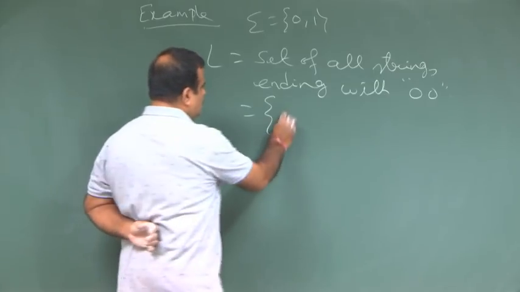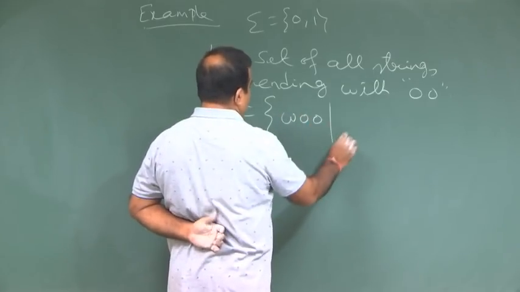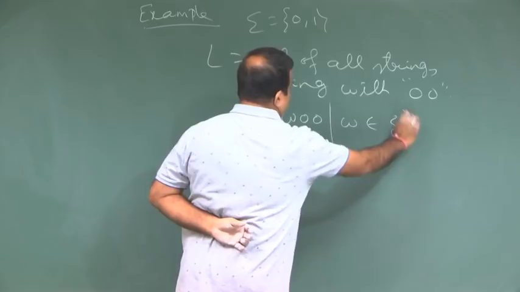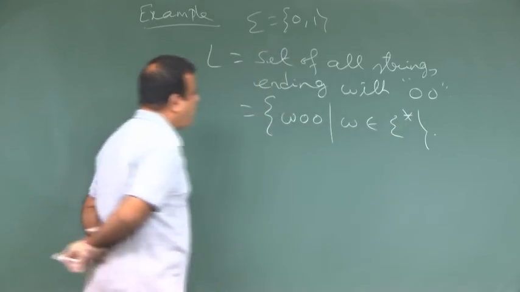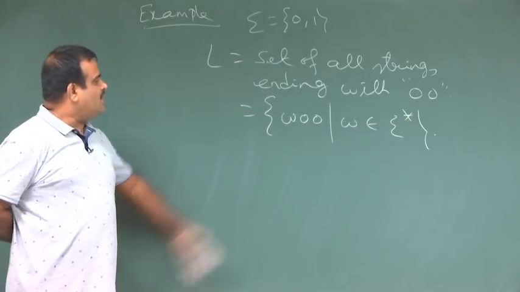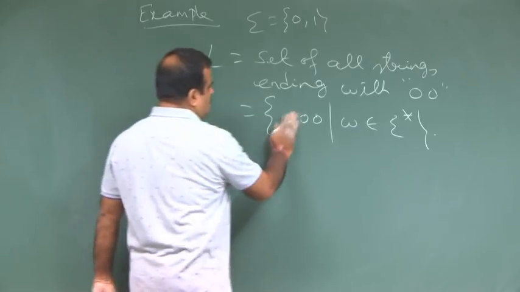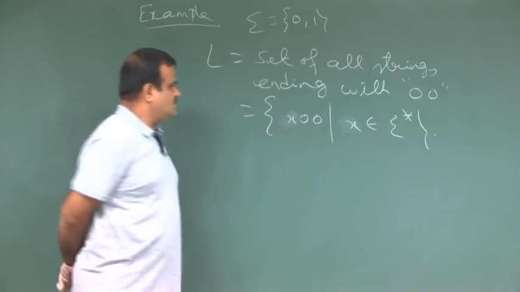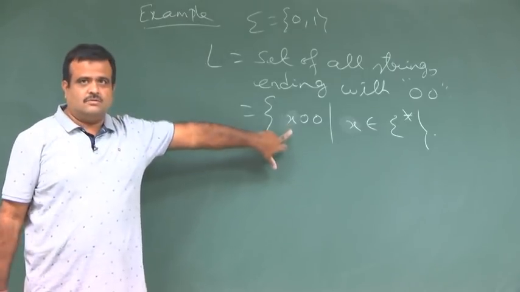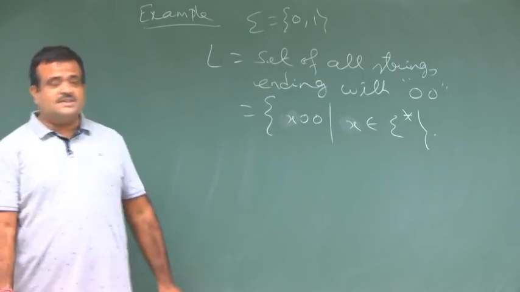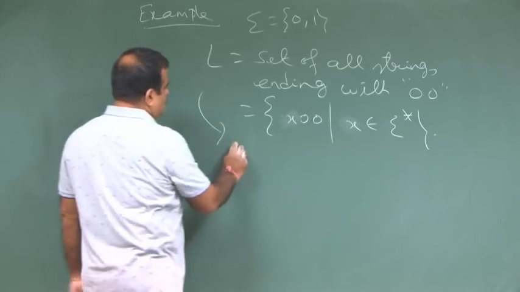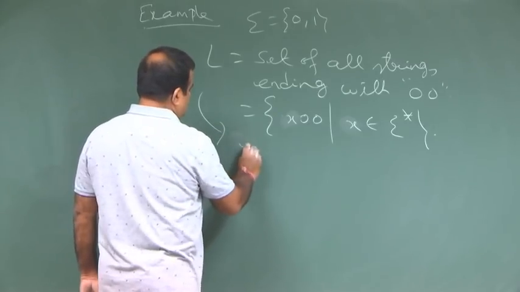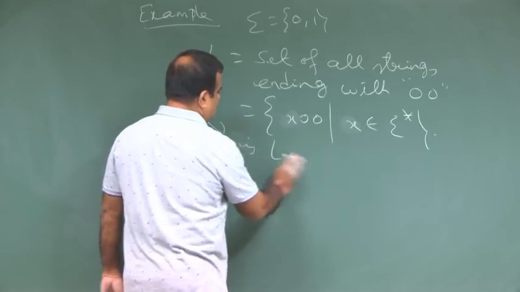We can write this as W 0 0, where W belongs to... or x 0 0, where x is coming from sigma star. It could be epsilon also. Now, the question is, is L regular? Is L regular?